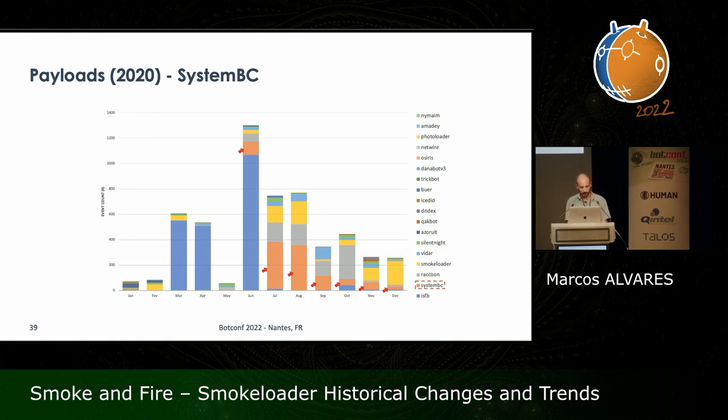The last case is SystemBC, this RAT that has also been dropped by Smokeloader and by several other loaders. We could also see this trend of dropping this RAT, and then after dropping this RAT, dropping some kind of ransomware. We saw some ransomware families using SystemBC, and we can see that also in a very nice article published by Sophos in 2020 about ransomware families leveraging SystemBC. But yes, we could see these families using Smokeloader.